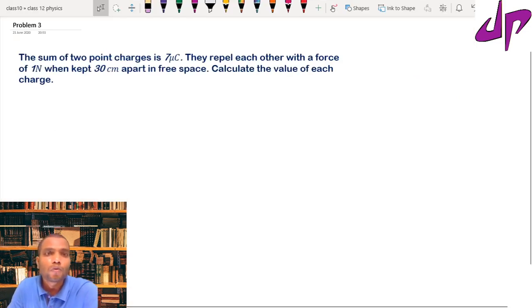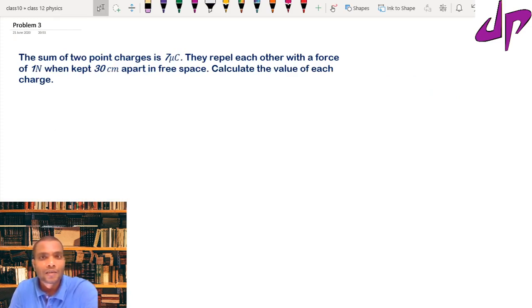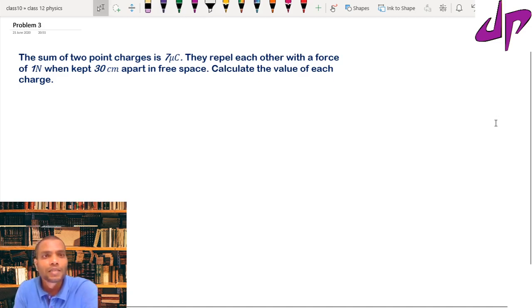The sum of 2 point charges is 7 microcoulomb. They repel each other with a force of 1 Newton when kept 30 centimeters apart in space. Calculate the value of each charge.